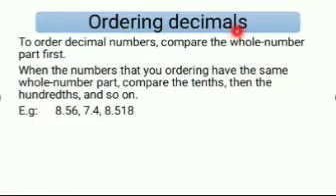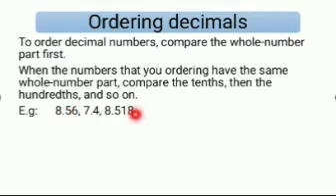Ordering decimals. To order decimal numbers, compare the whole number part first. So when the numbers that you're ordering have the same whole number part, compare the tenths, then the hundredths, thousandths, and so on. For example, we have 8.56, 7.4, and then 8.518.